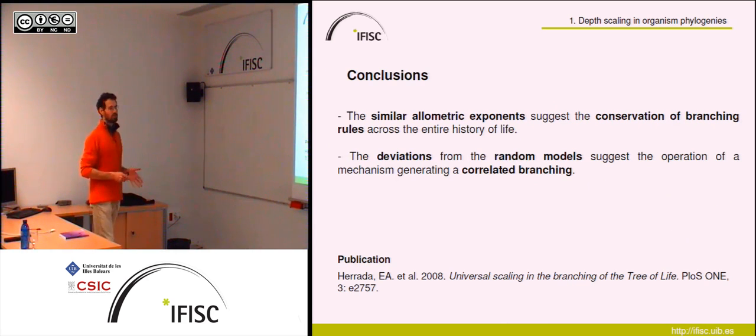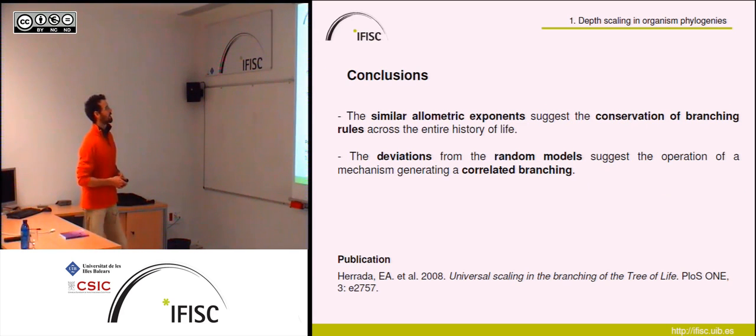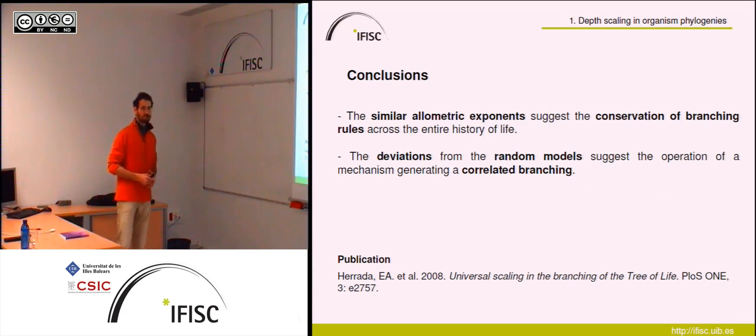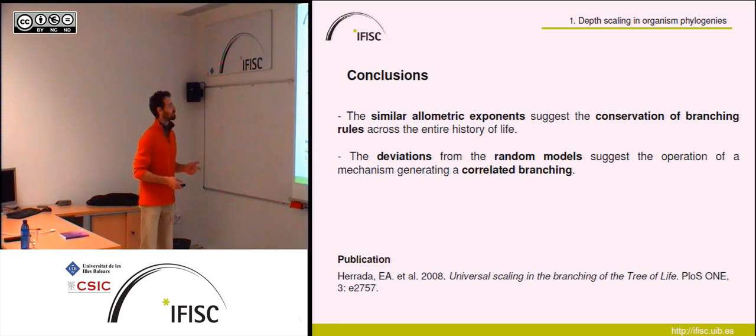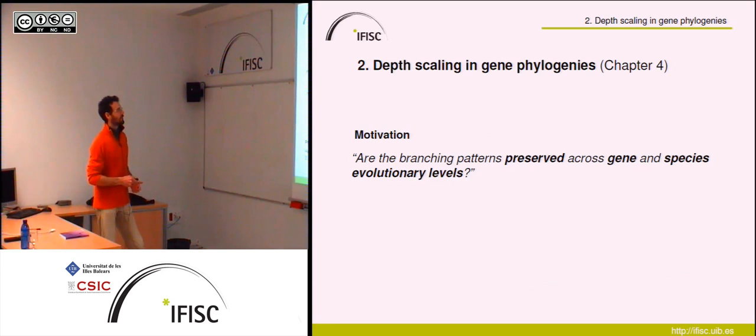From these results, we conclude two main ideas. The first is that the similar allometric exponents suggest the conservation of branching rules across the entire history of life. And the second conclusion is that the deviation from the random model suggests the operation of mechanisms generating correlated branching.